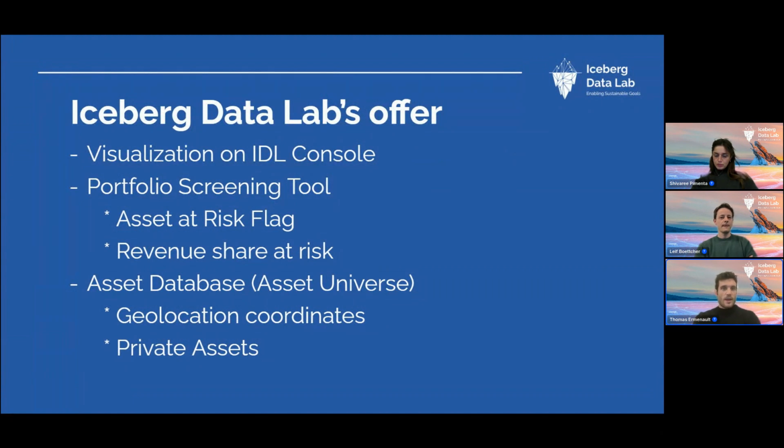to show you that. Just to recap on our offer, you understood we offer one visualization of the assets on the console, where you can see in a very precise manner what sensitive area it conflicts with, and where exactly the asset is located. Then we offer screening at portfolio level, and we will offer on your portfolio a flag to say if an asset is at risk or several assets are at risk. And we will even display the revenue share at risk for the company.